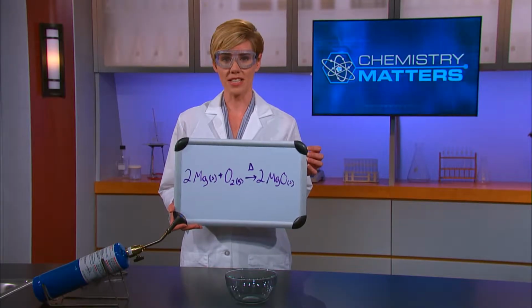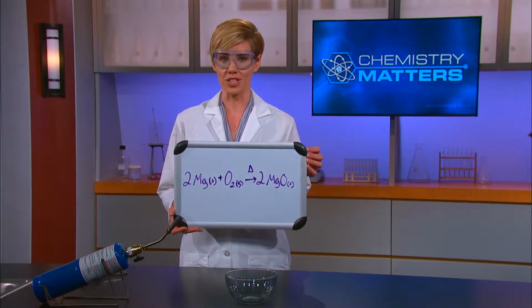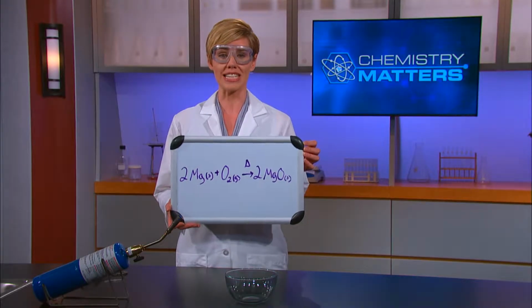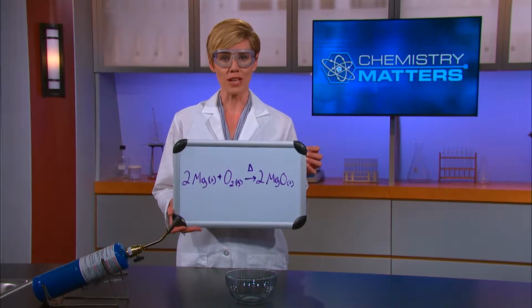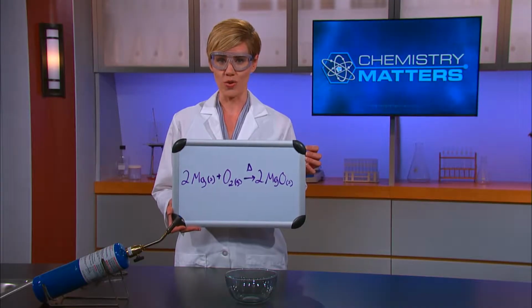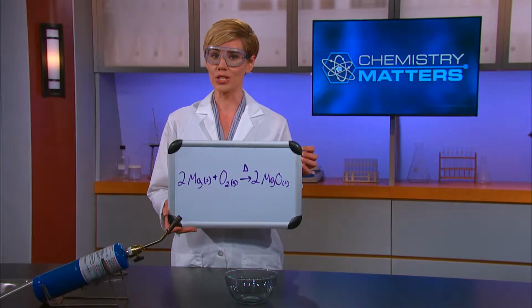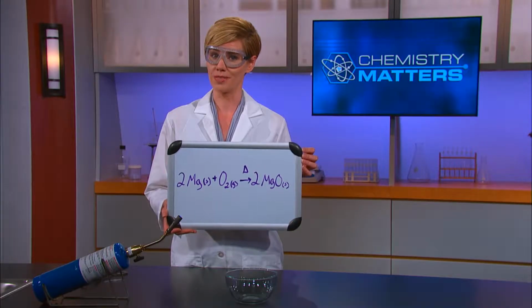There are 2 magnesium atoms for each molecule of oxygen that produces 2 molecules of magnesium oxide. To get the equation balanced correctly, you must have the formulas, like MgO, written correctly, which we learned when we studied bonding in Unit 4.